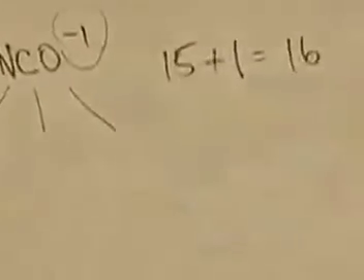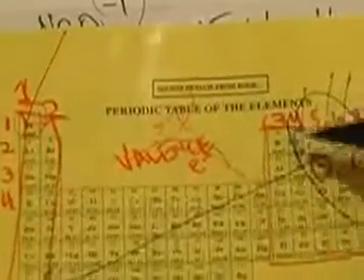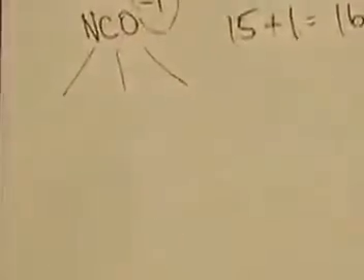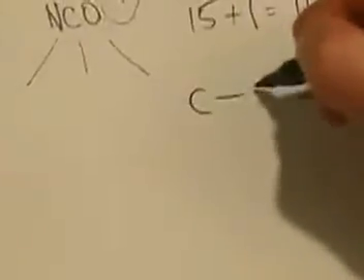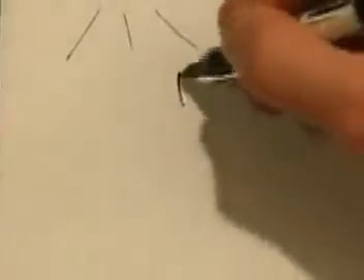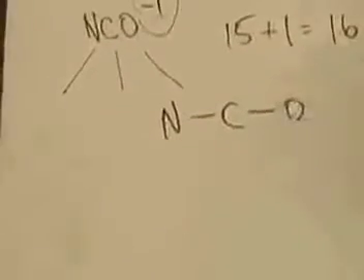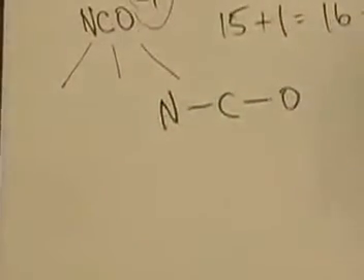Let's pick a central atom, the least electronegative. If I look on the periodic table, oxygen, nitrogen, carbon. Carbon's the furthest to the left, because remember, electronegativity decreases to the left and down. So carbon's going to be my least electronegative. Let's put carbon in the middle, bond an oxygen to it, bond a nitrogen to it. I've used up 4 electrons. 16 minus 4 is 12.